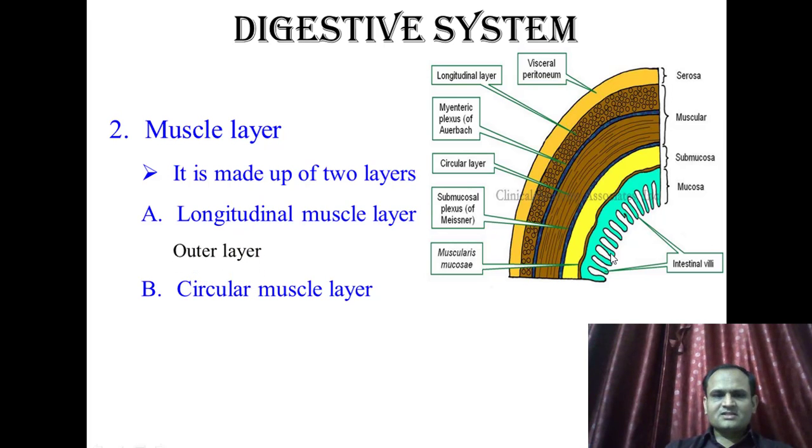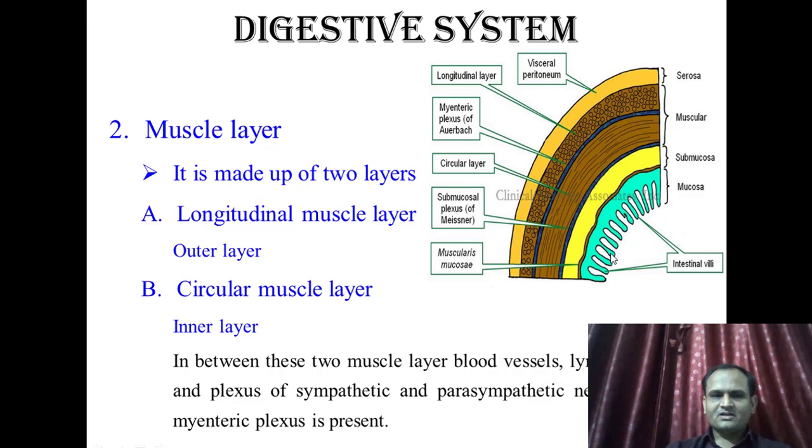What is the longitudinal muscle layer? It is the outer layer, and the circular muscle layer is the inner muscle layer. What is present in between these two muscle layers? Blood vessels, lymph vessels, and a plexus of sympathetic and parasympathetic nerves called the mesenteric plexus are present. A plexus, a network of nerves, which nerves? Parasympathetic and sympathetic, present within the muscular layer, and this plexus of sympathetic and parasympathetic nerves is called the mesenteric plexus.